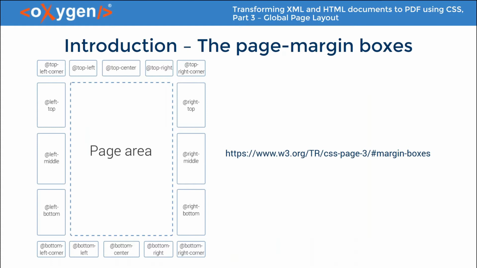Also, as I mentioned before, you may need to add content in the margins using what is called the page margin boxes. Here you will see in the schema all the different available page margin boxes where you can set, for example, the page numbers, title, extra, etc. I also added the link to the specification of these page margin boxes as usual.